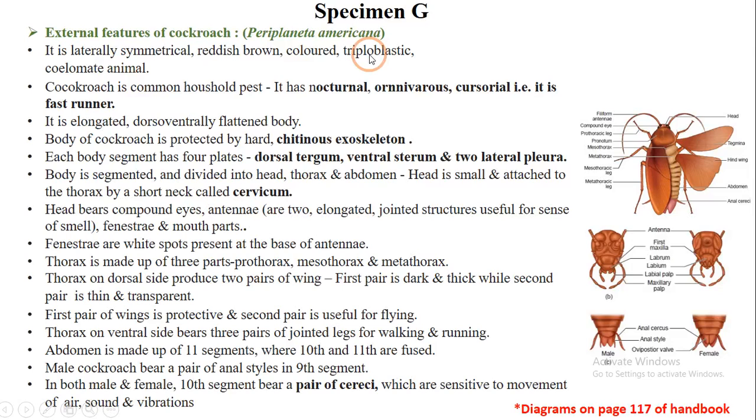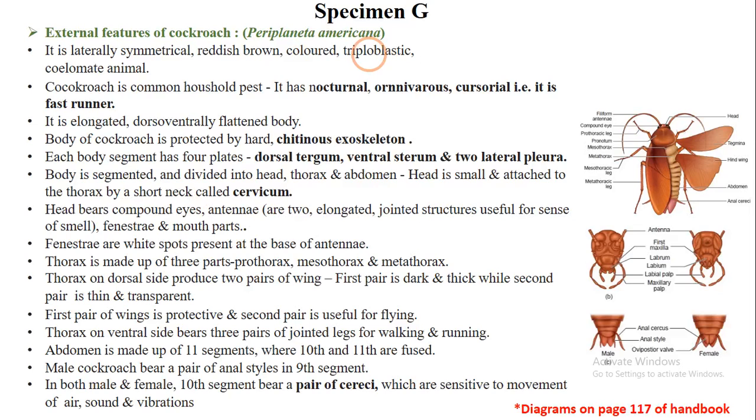Now next, let us see the spot G. Now spot G is having two specimens. The first one is the external feature of cockroach. So the zoological name of cockroach is Periplaneta americana. So let us study about the external feature of cockroach.